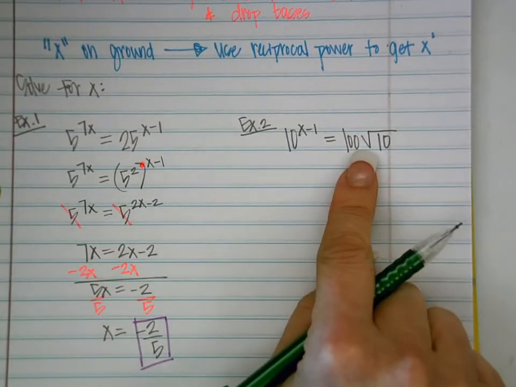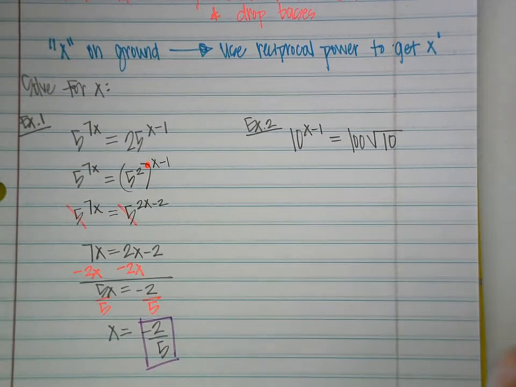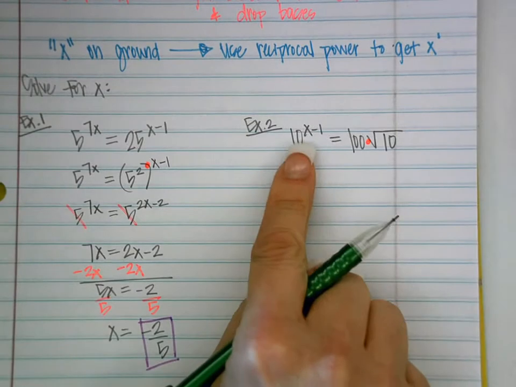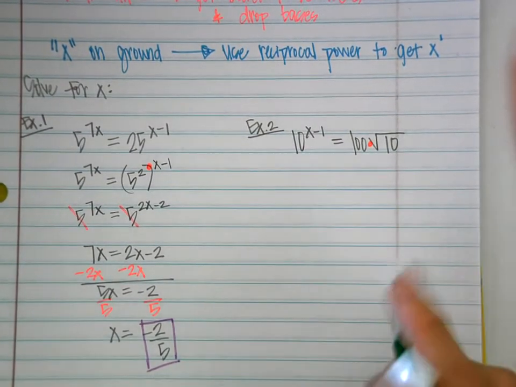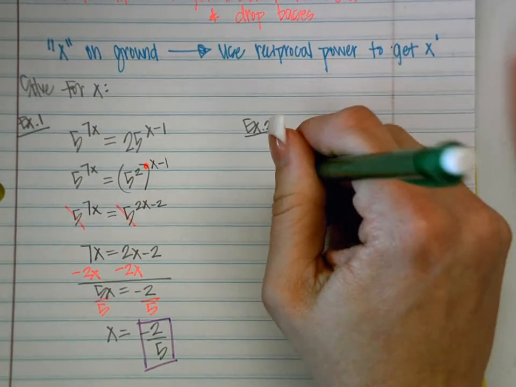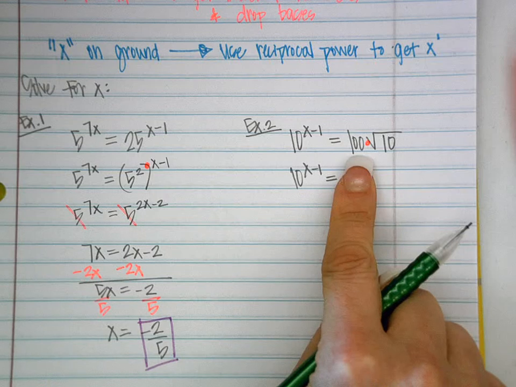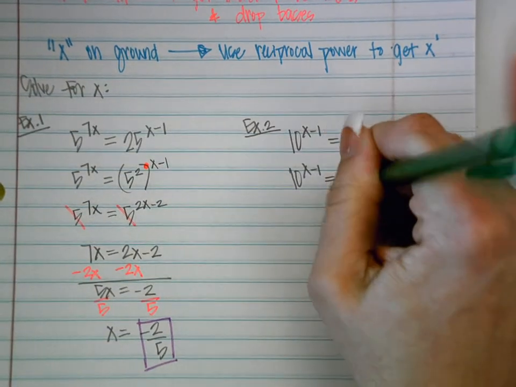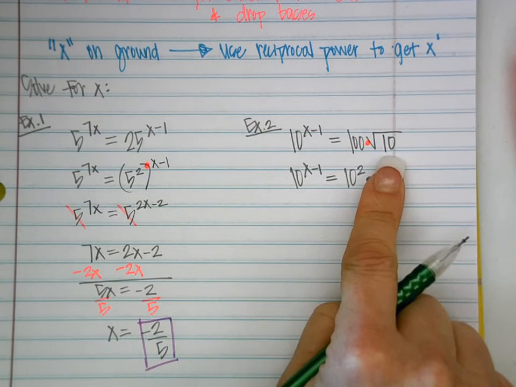First off, how is this 100 attached to the radical 10? Is it attached by add, subtract, multiply, or divide? By multiplication, right? What base do they have in common? Base 10. So 10 to the x minus 1 equals, how would you write 100 as a base of 10? 10 to what power? 10 squared times 10 to what power equals root 10?